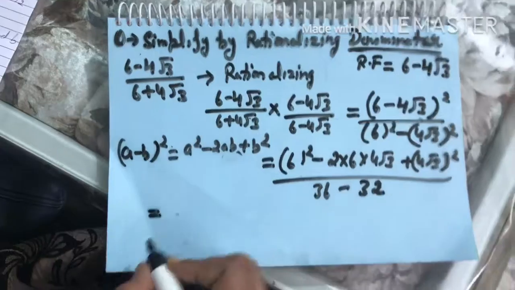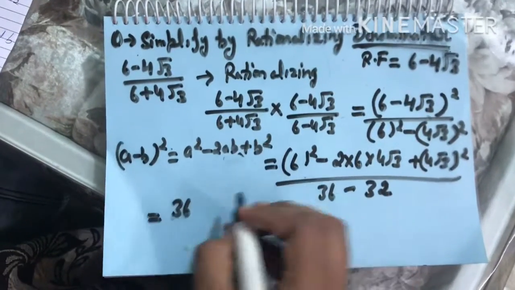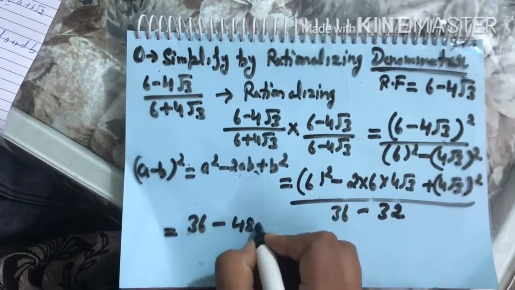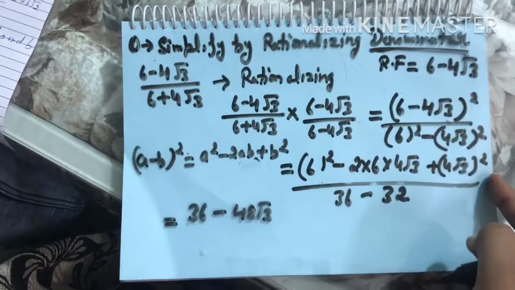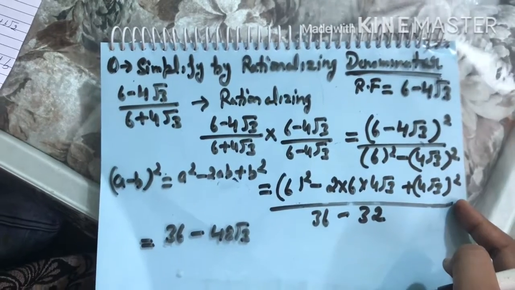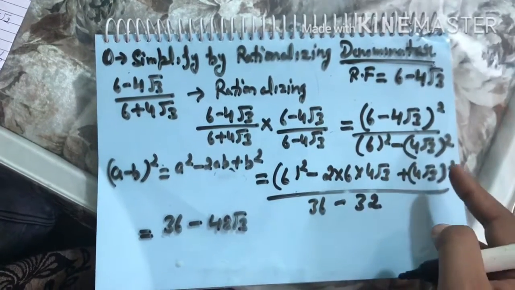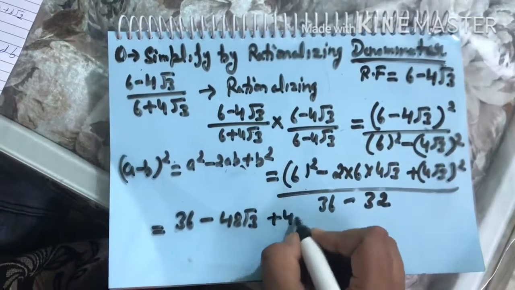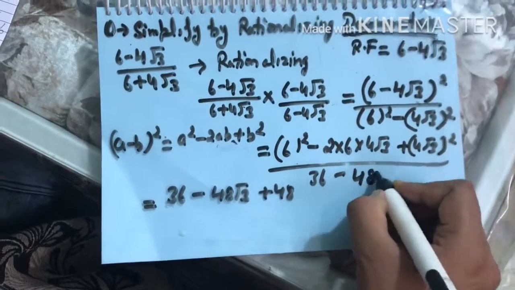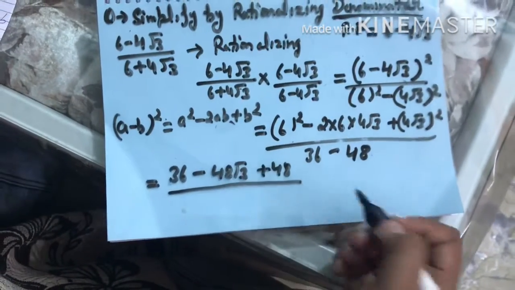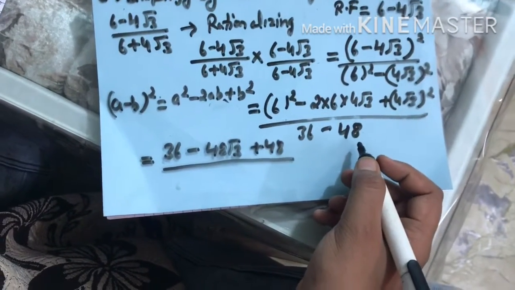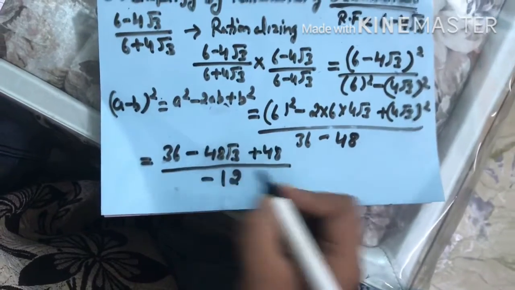Now solving again, 6 square becomes 36 minus 2 6 is 12, 12 4 is 48, 48 root 3, plus 4 square becomes 16 and root 3 square becomes 3. So 16 3s are 48. So plus 48. Here also we have made a mistake: 4 root 3 square becomes 48. Let's correct this. Now 48 minus 36, plus minus minus. So basically it will become minus 12.